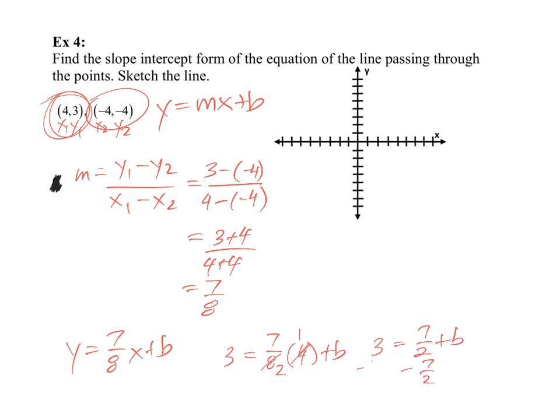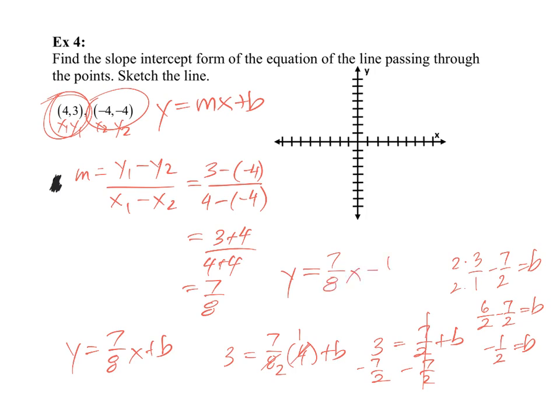All right, got some fractions to work with here. Don't freak out. Just take your time. Sorry, I'm a little all over the place here. I still need to find a common denominator. So I have 6 over 2 minus 7 over 2 equals b. So I get negative 1/2 equals b, or negative 0.5. So constructing my equation, I have y equals 7/8 x, and b is negative 1/2.